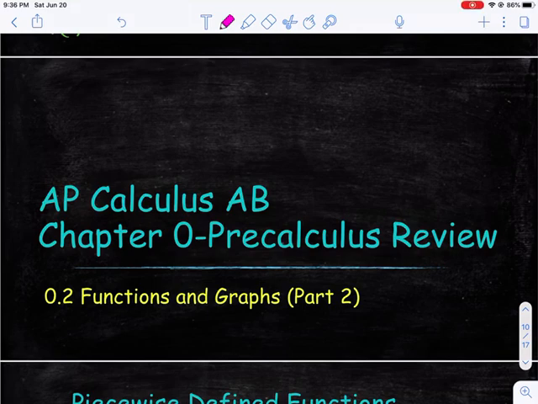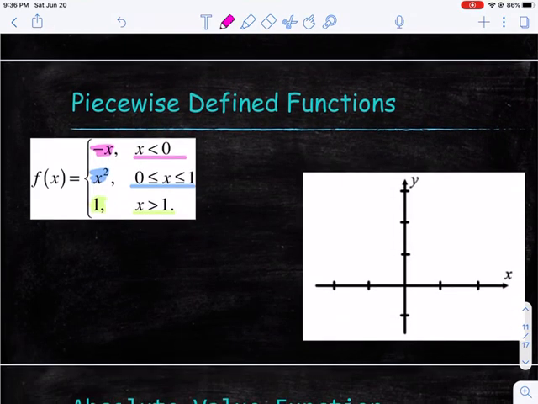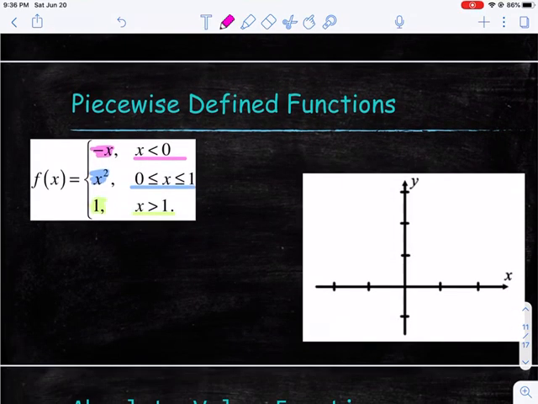Okay, we're back and we're handling AP Calculus AB Content Chapter 0 Pre-Calculus Review 0.2 Functions and Graphs Part 2. So with this, we've started out with a piecewise defined function, and the minute I would see this when I was a student, I think I'd get a little bit excited, and there's one thing that led me to that, and it's this little bracket. Like, oh my goodness, it's so fancy or something's really weird happening.